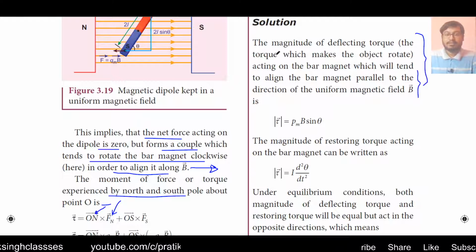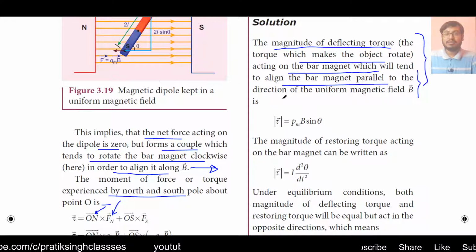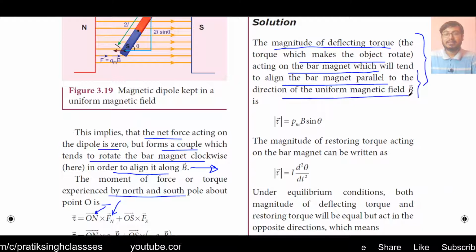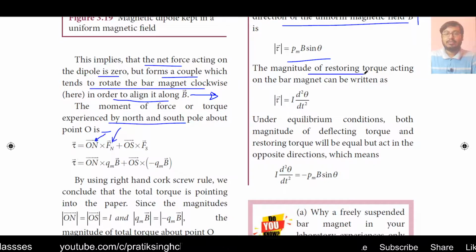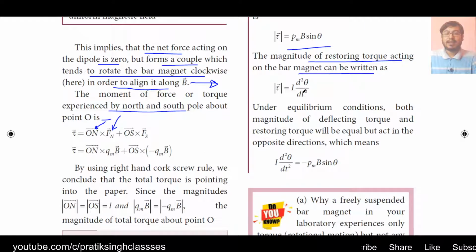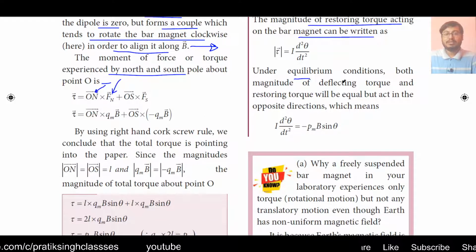Solution: the magnitude of the deflecting torque, that is the torque which makes the object rotate, acting on the bar magnet, which will tend to align the bar magnet parallel to the direction of the uniform magnetic field B, is given by mod tau equal to Pm B sin theta, and the magnitude of the restoring torque acting on the bar magnet can be written as I d2 theta by dt square. Under equilibrium conditions both magnitudes must be equal.